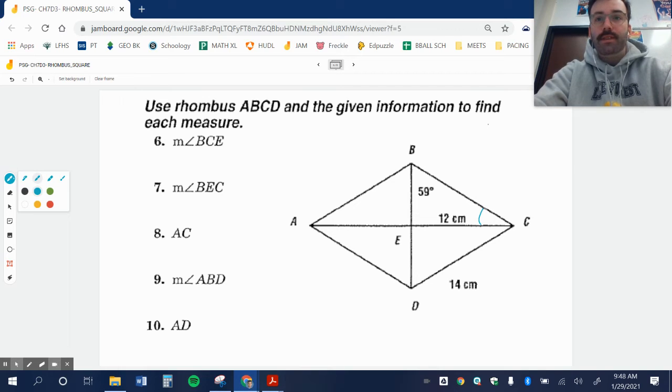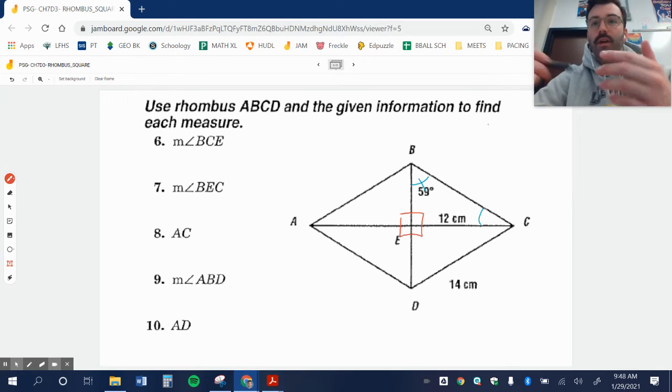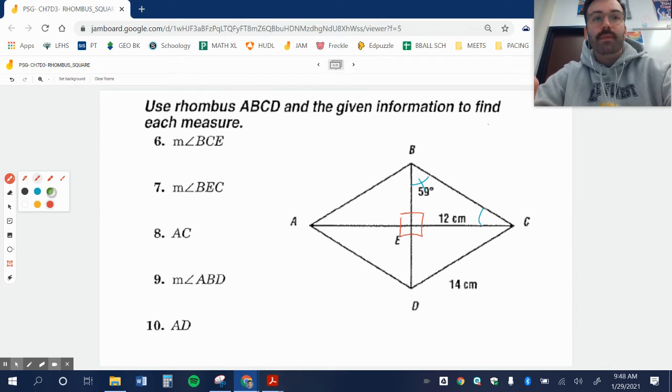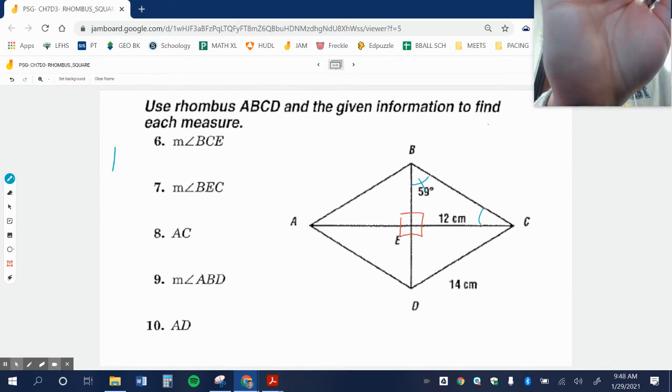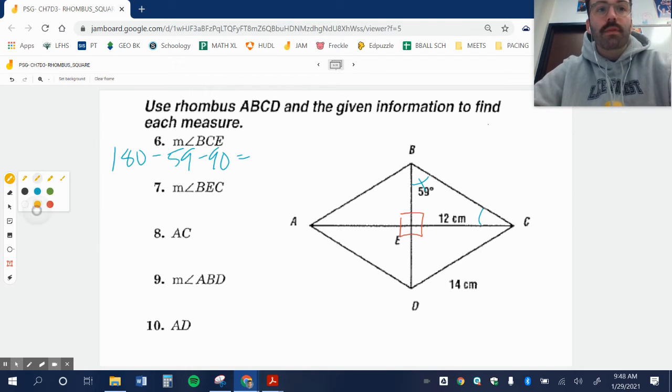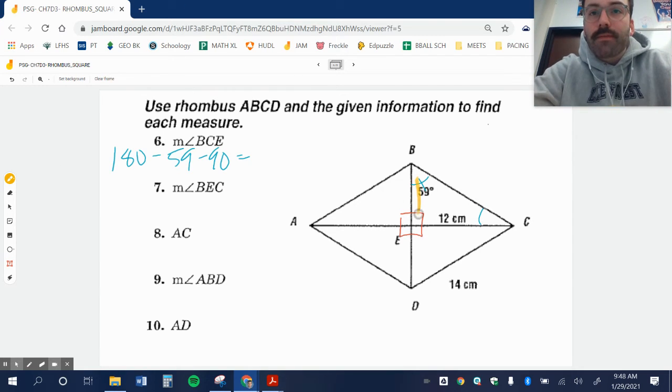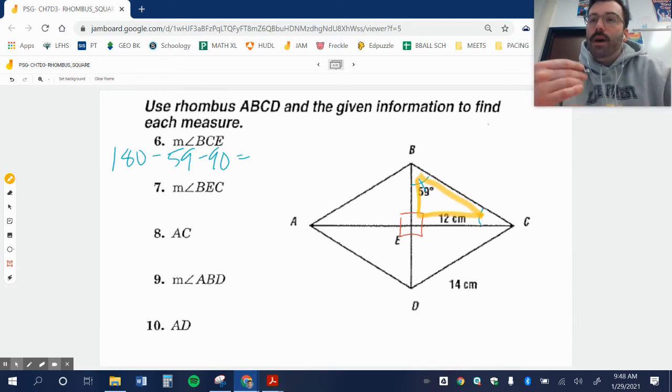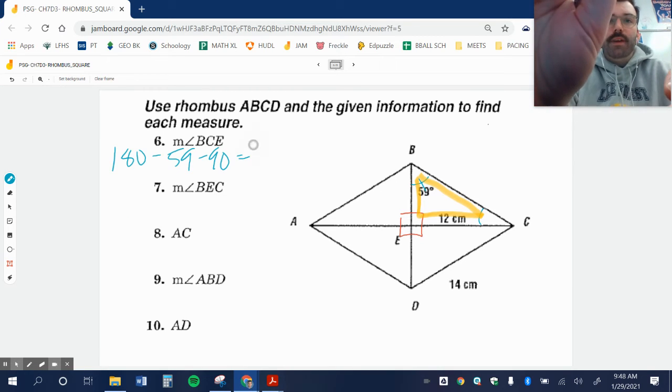Well, I know that this angle here is 59. I know that all four angles in the middle are 90 degrees. To find the measure of BCE, I have to do 180 minus 59 minus 90. Why do I do that? Because, like I said before, in a rhombus this is a right triangle. Remember, in a triangle, all three angles must add to 180 degrees. So I do 180 minus 59 minus 90. You should get, I believe, 30.